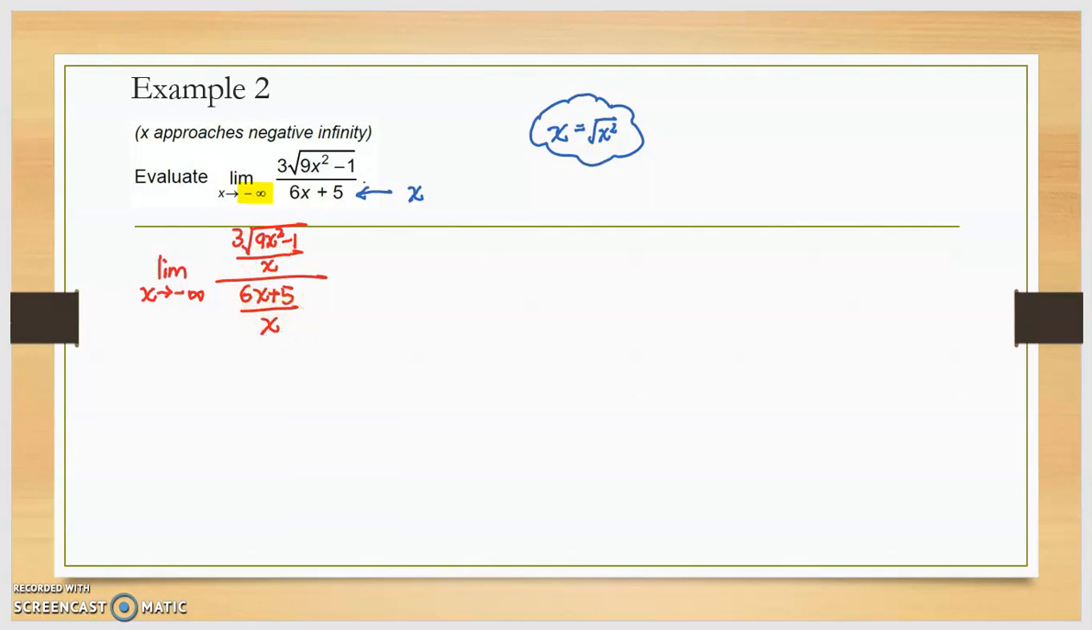But there's something here. Since x approaches negative infinity, what does that mean? It means that x will become smaller and smaller. In other words, we can say that x is less than 0, which means it's negative. Because x approaches negative infinity, x is less than 0, so what we have to do is put a negative.